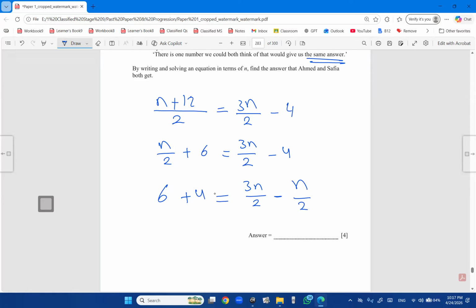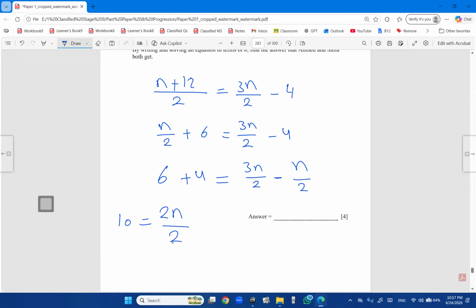equals 6. By the way, those who took the 3n over 2 to the other side, it is not going to be wrong, but you must be careful with the sign. Here, 6 plus 4 is 10, equals the 3n over 2 minus n over 2 will give you 2n over 2. Oh, mister, 2n over 2 gives me only n, so n equals 10.